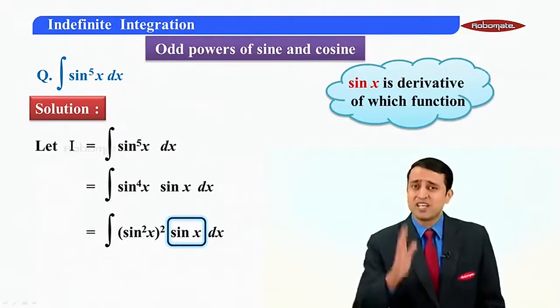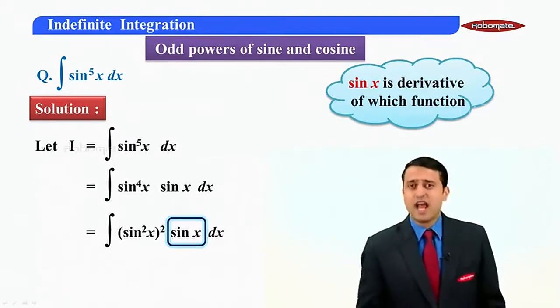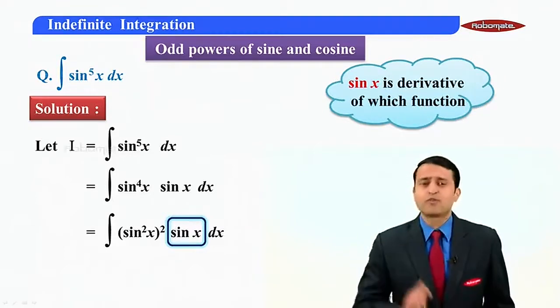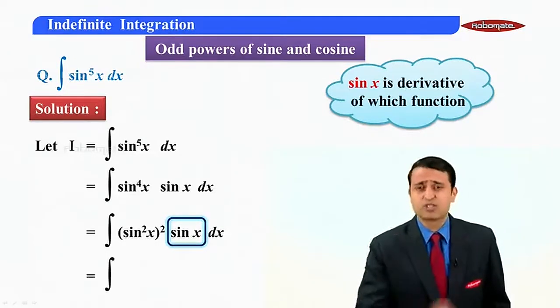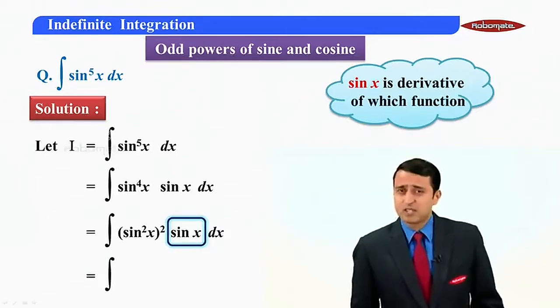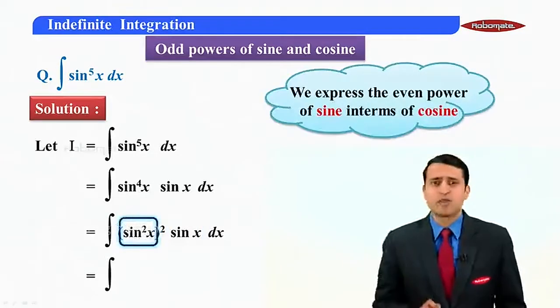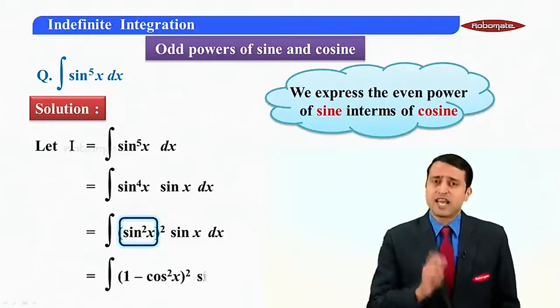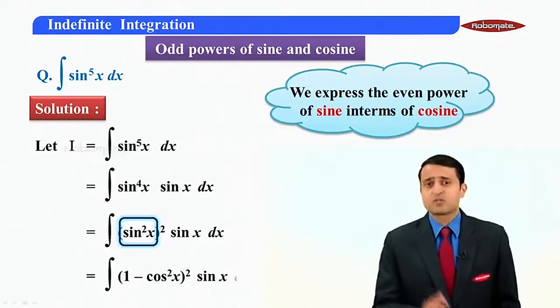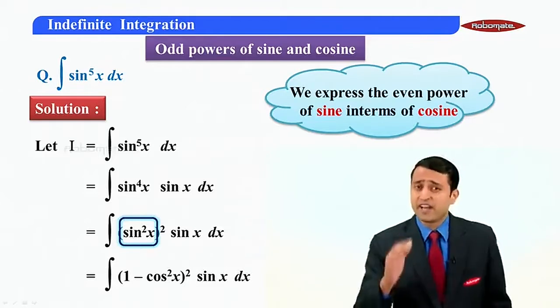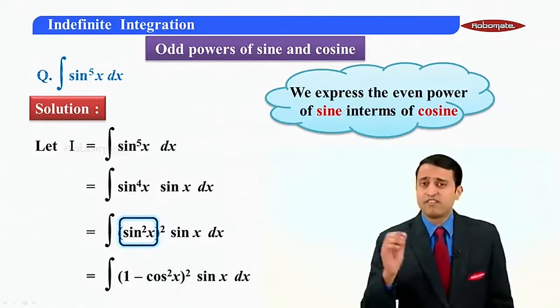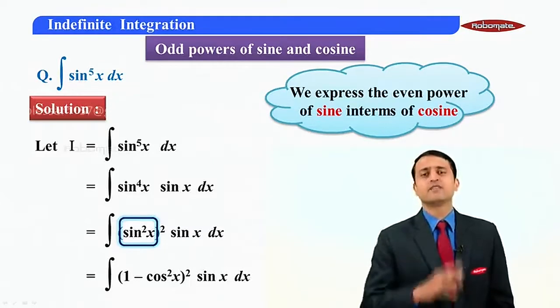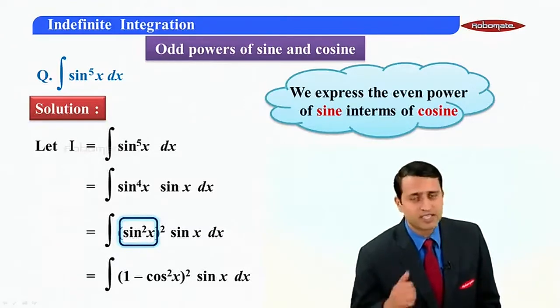So what you have to do is leave this sine x as it is and convert the remaining function in terms of cos. So we will write sine square x as 1 minus cos square x, whole square as it is, and sine x will be there. Now what we are doing in the process is writing the integral in the form of a function and its derivative. So we can go ahead and substitute.